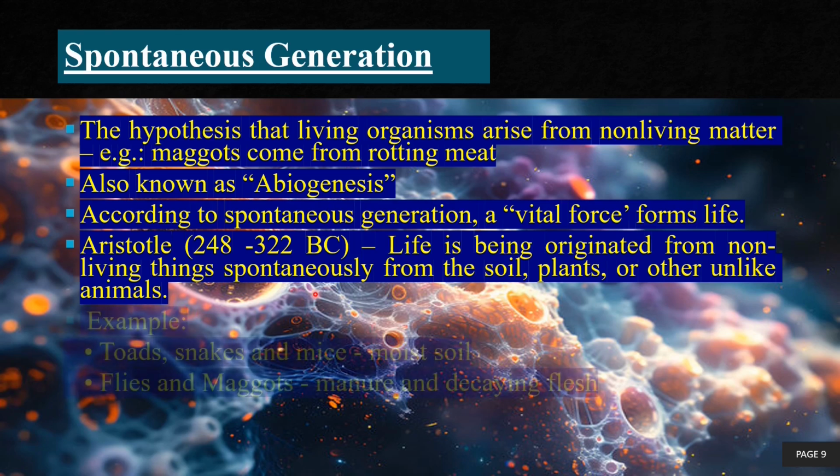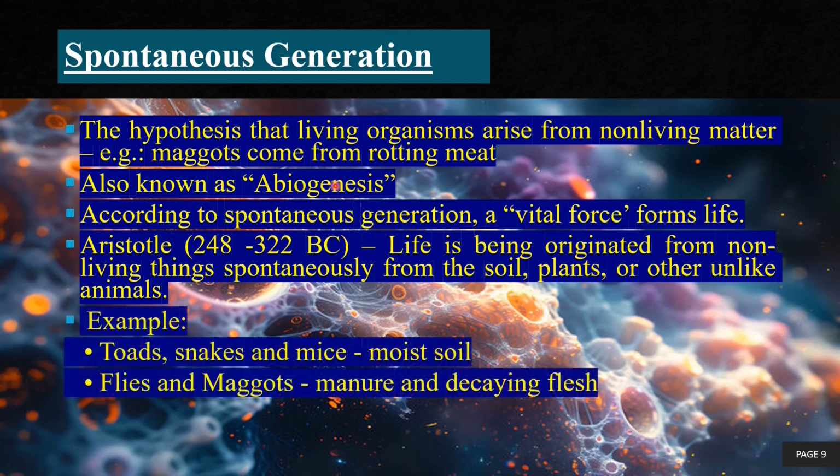And for that, they gave an example: if you observe a rotting piece of meat, after some days, when the piece of meat is rotting, you can observe small maggots. These are small little insects which grow upon rotting meat or rotting vegetables. So, by observing these maggots on the rotting meat, they concluded that living organisms arise from non-living matter. And the same theory is termed spontaneous generation.